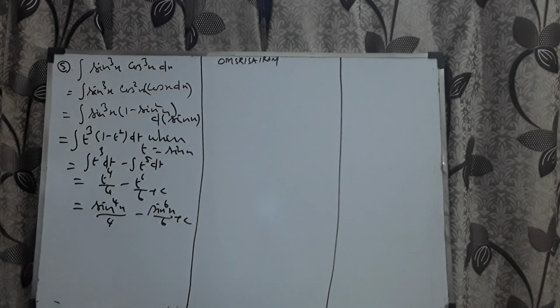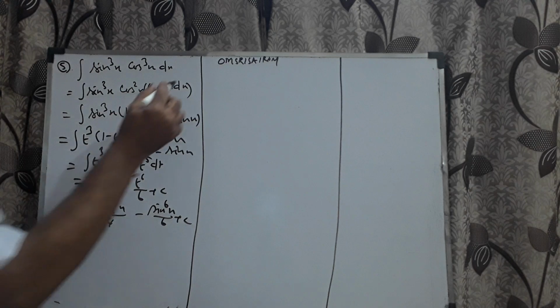I told you in one of the videos earlier. Now whatever is written as d of will be my substitution for t cube into 1 minus t square dt, where t is equal to sin x. It's written as two integrals, integral t cube dt minus integral t power 5 dt, t power 4 by 4 minus t power 6 by 6 plus c. So sin power 4x by 4 minus sin power 6x by 6 plus c is the final answer.